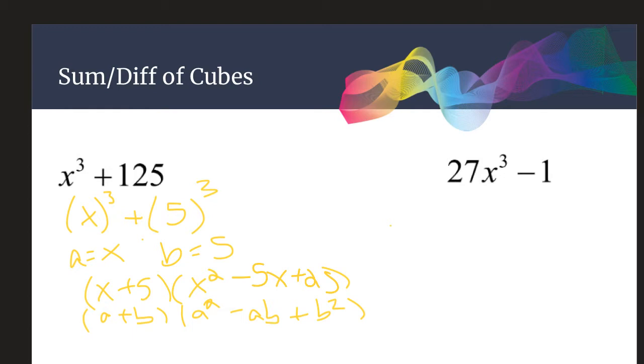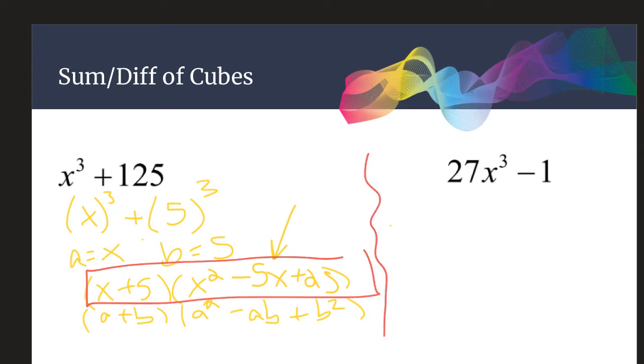Now, I can't help myself, but I always look at that part, x squared minus 5x plus 25, and ask myself if I can factor that further, and the answer is no, you cannot factor that further. So our final answer to x to the third plus 125 would be the quantity x plus 5 times the second quantity x squared minus 5x plus 25.